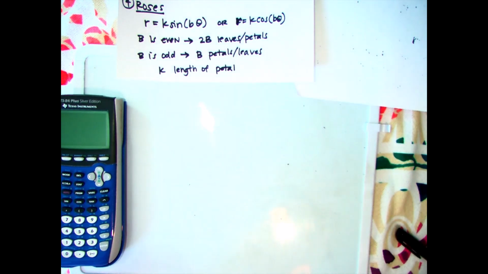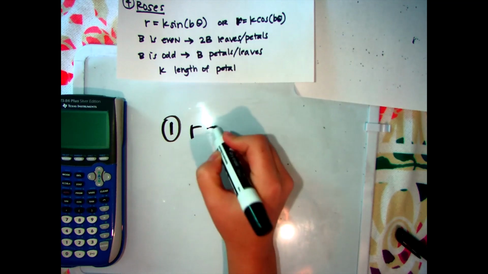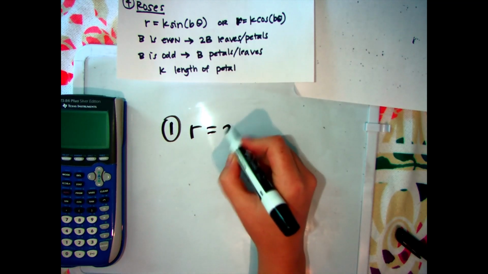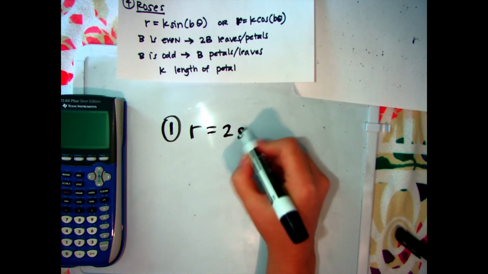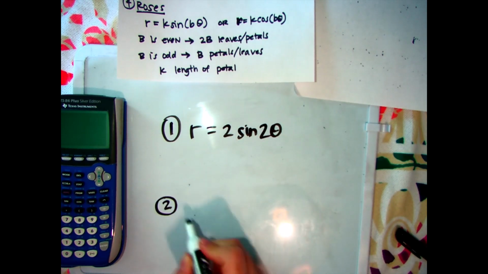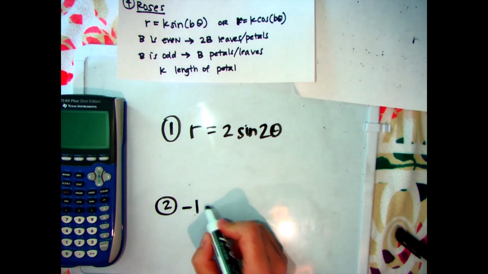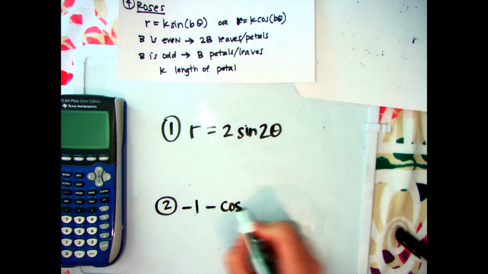I'll just do 2 of them for right now. r equals 2 sine of 2 theta, and r equals -1 minus cosine of theta.